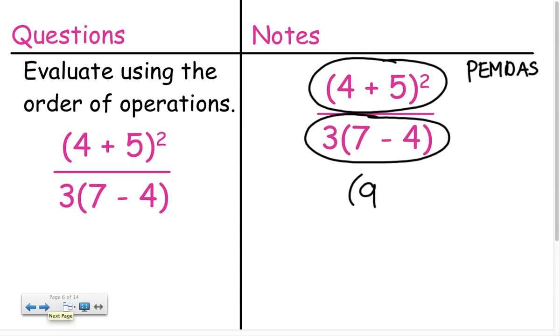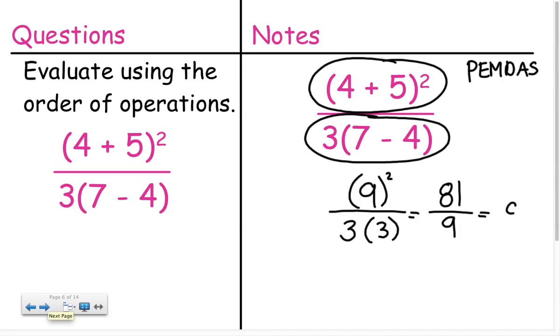And then I have to put my squared in there. And on the bottom, in my parentheses, I have 7 minus 4, which is 3. And then the 3 on the outside. Then I can simplify both. 9 squared is 81. 3 squared is 9. And then I can simplify that all the way. 81 divided by 9 is 9.